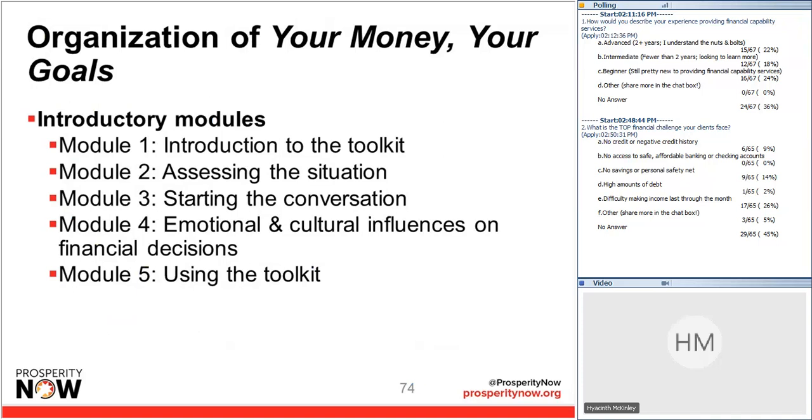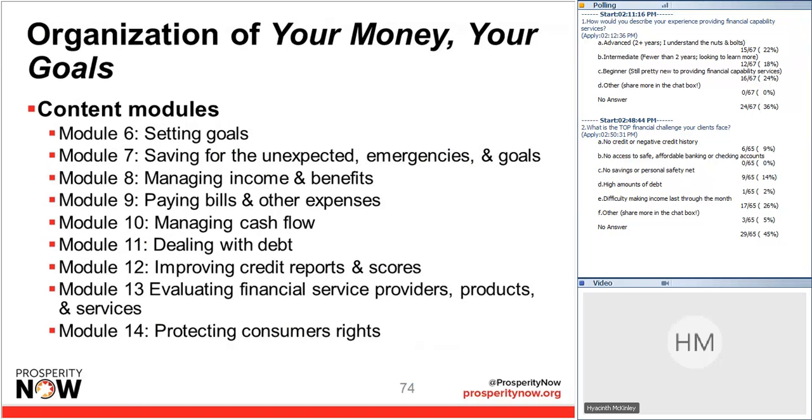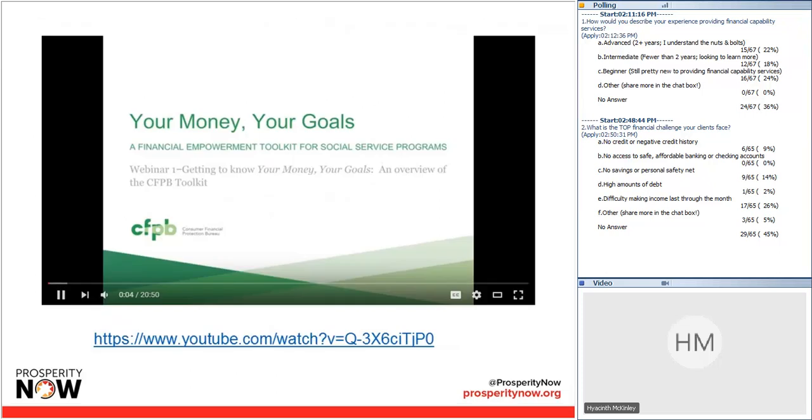So, a quick overview of what's in Your Money, Your Goals. There are introductory modules, so you understand what the toolkit is trying to do. You understand how to assess, from the organization's perspective, where your clients and your staff find themselves, how to start a conversation based on what you've observed with the client's finances, some of the emotional and cultural issues that might show up in those conversations, and then a quick overview on how to use the toolkit. Inside, the content modules include setting goals with clients, helping clients save or manage income, paying bills, and managing cash flow. So there are all kinds of great resources where you can get really granular based on the specific needs of your clients. And there are a number of videos available as well.